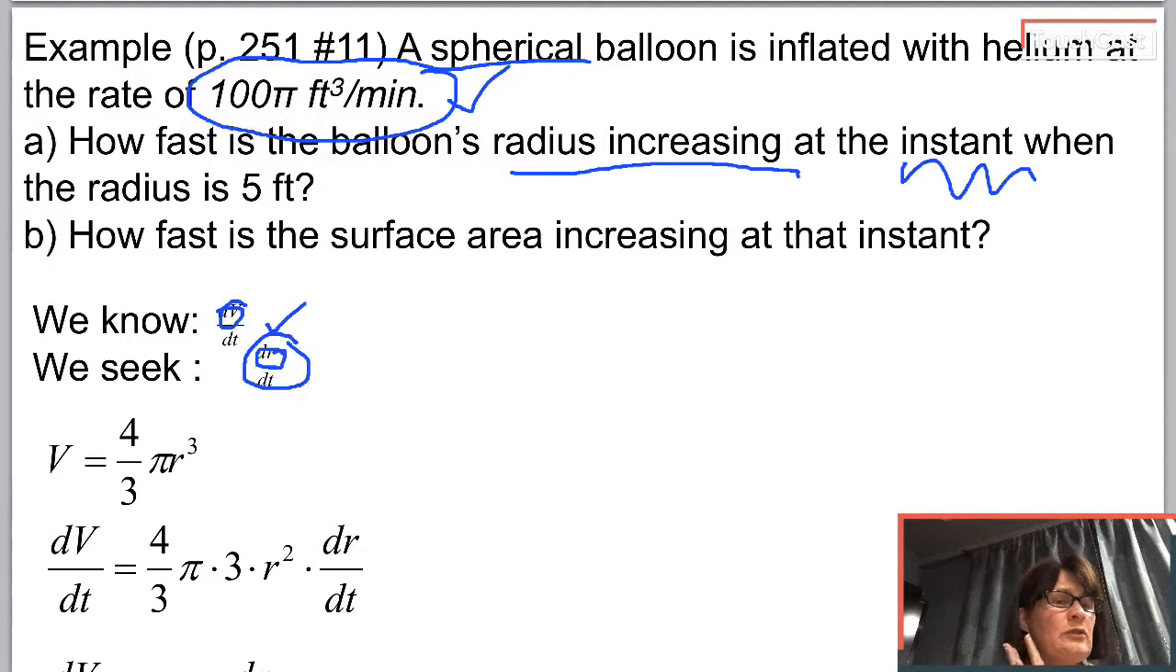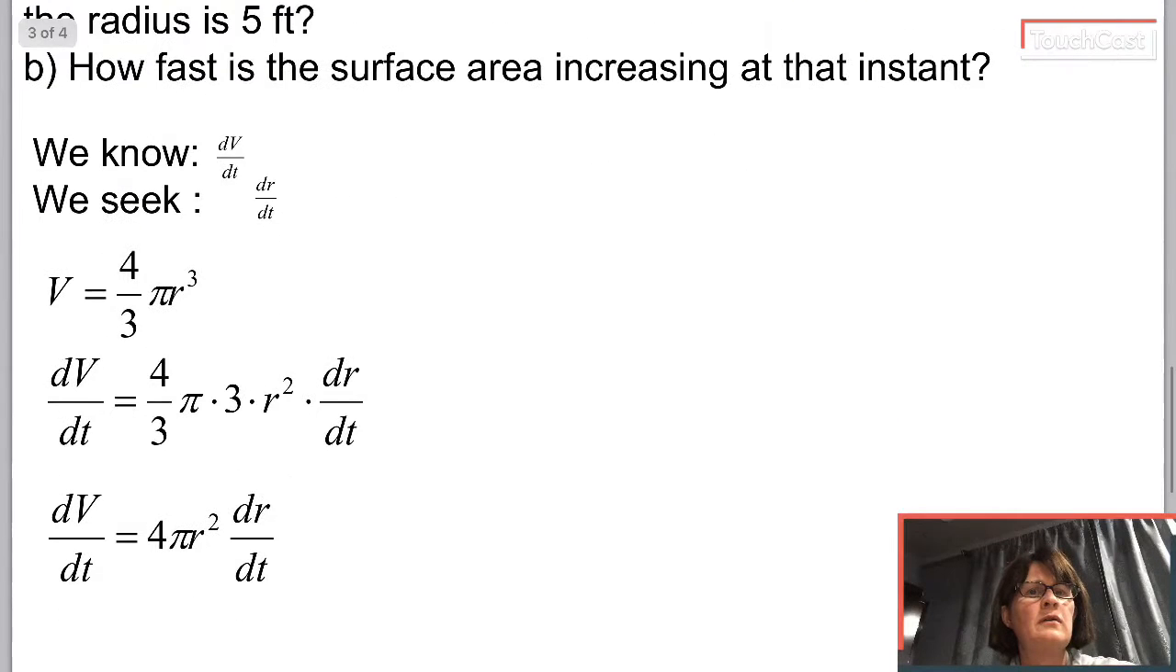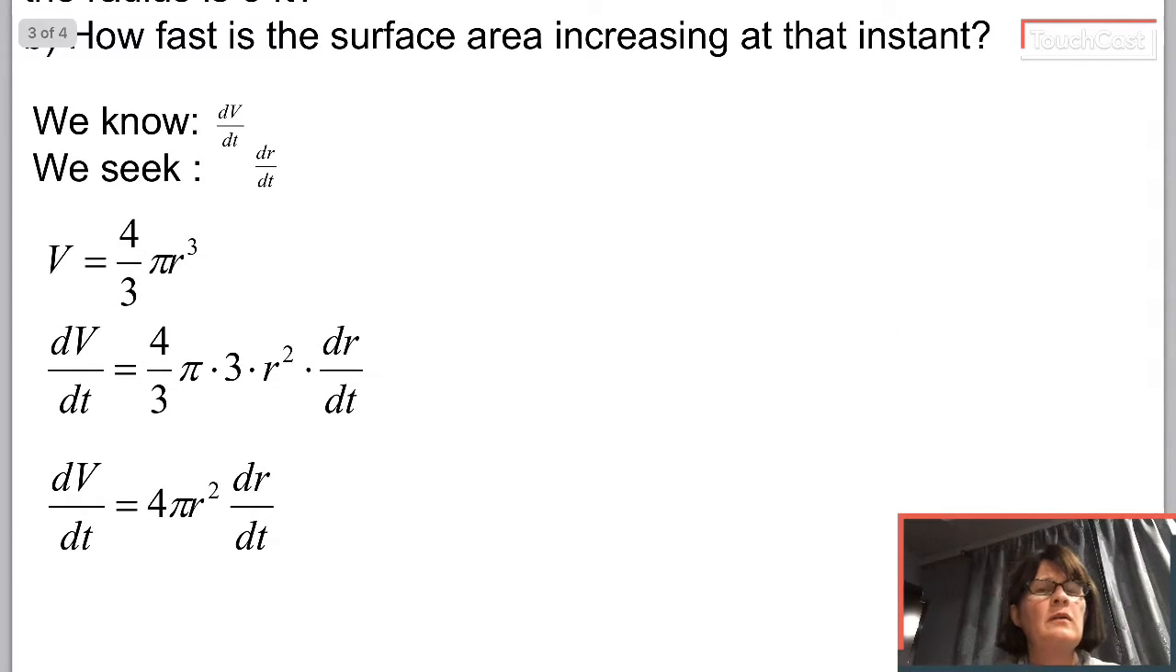Now I'm going to take the derivative of both sides with respect to time. Notice these both have the same "with respect to," so that's good. If those didn't match, we'd have to stop and do some thinking. So here I have dV/dt is the same. We've already taken the derivative of the volume of a sphere with respect to time.